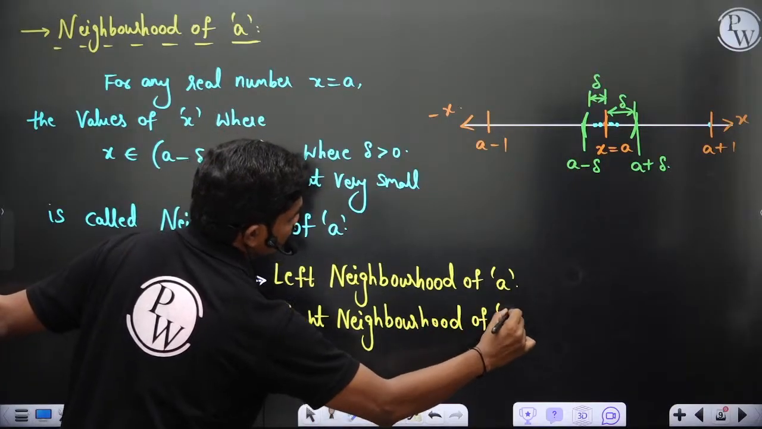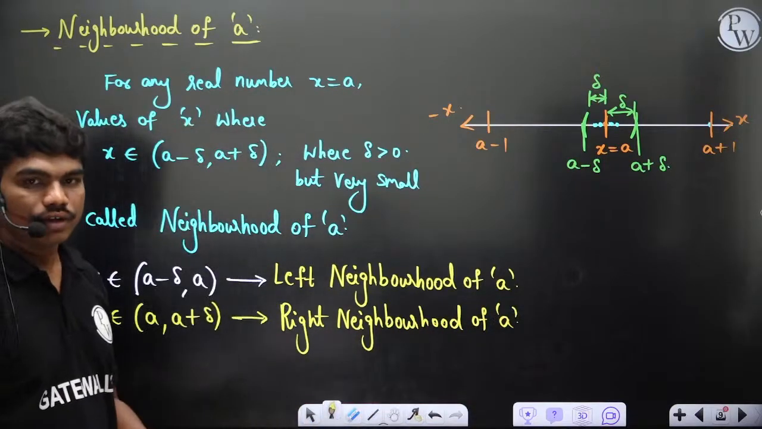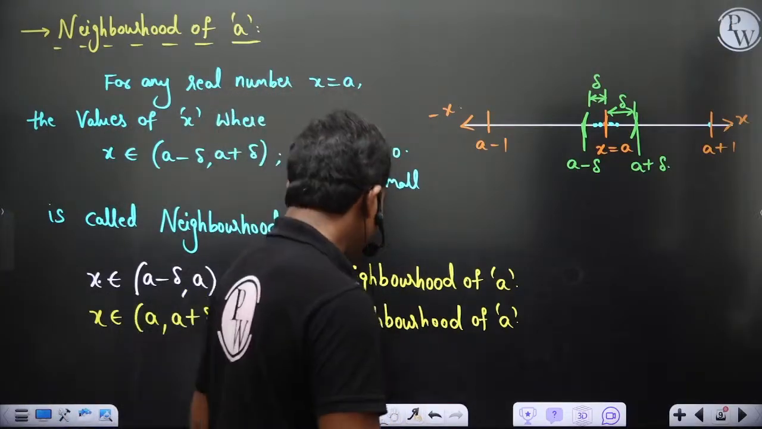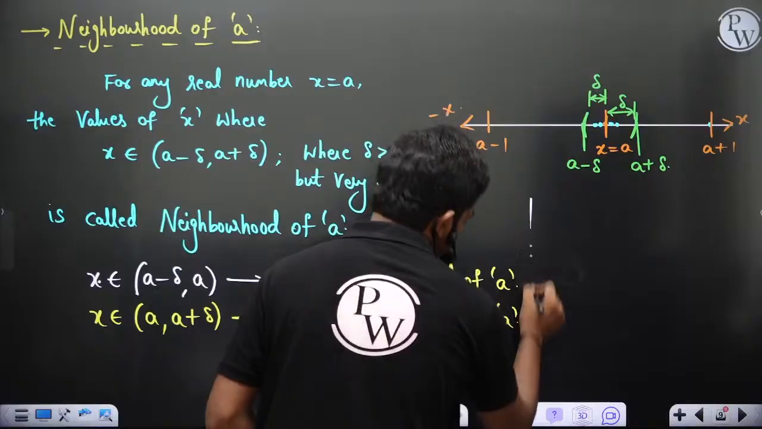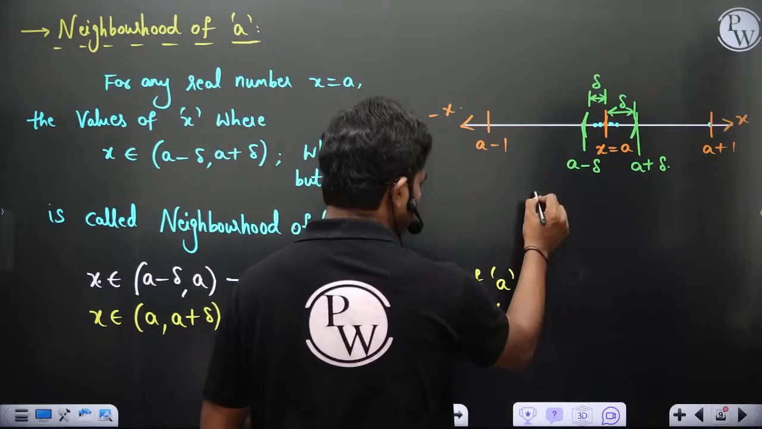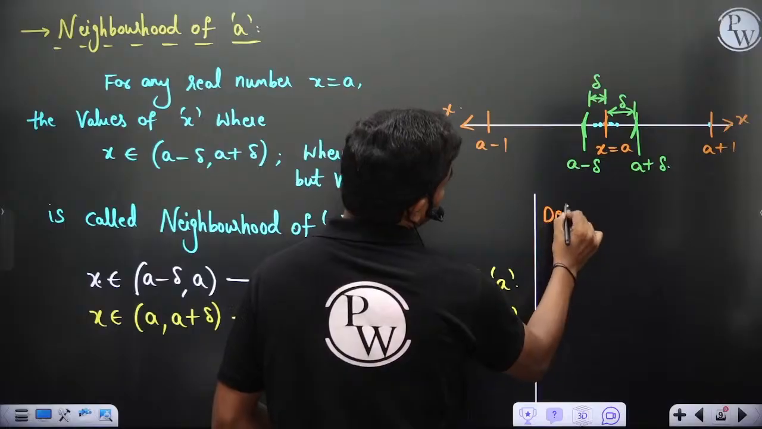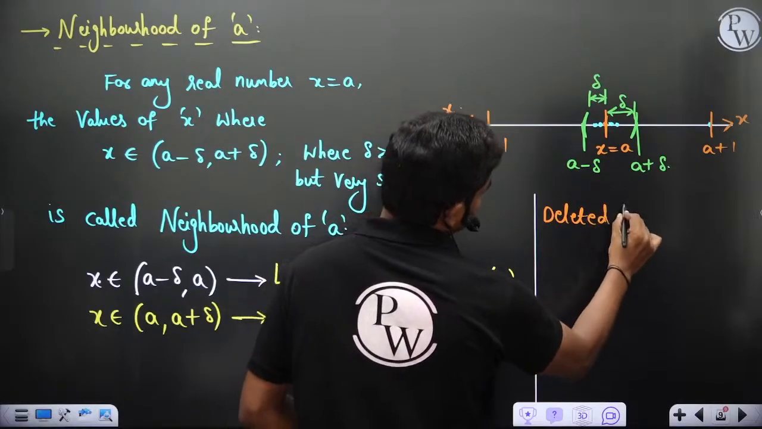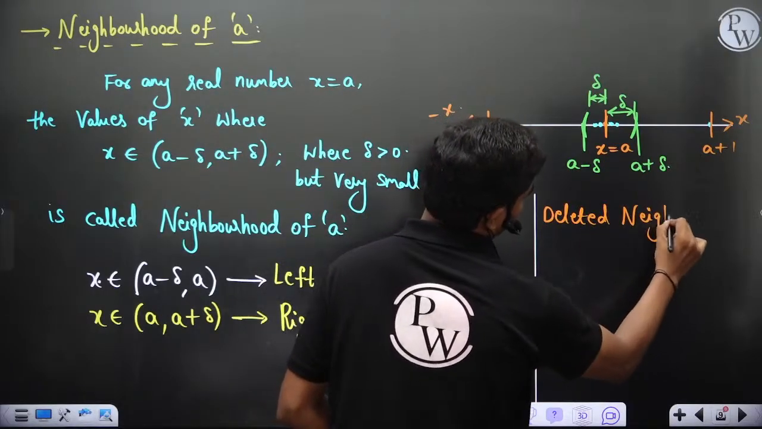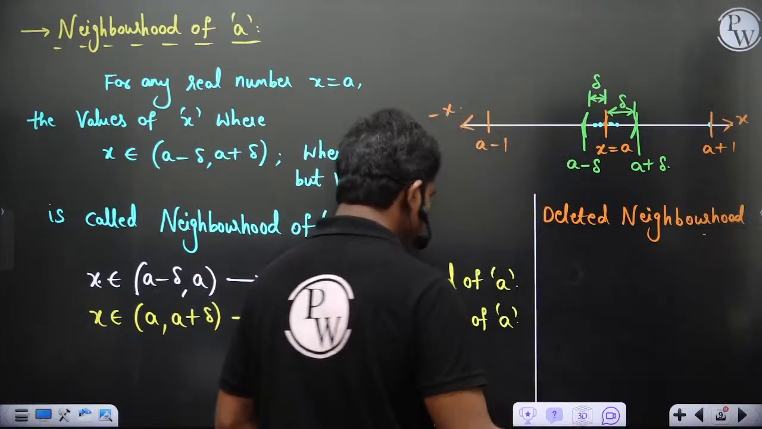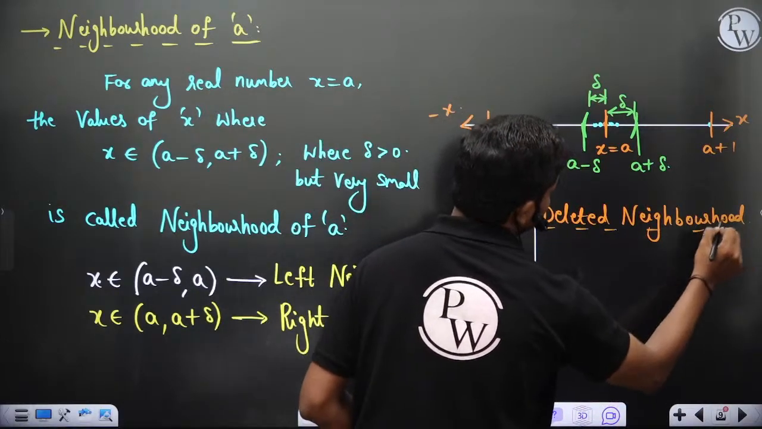Right neighborhood of a. Now if you merge these two things, your right neighbors and left neighbors, you will get something called the deleted neighborhood, which is a very important thing. Deleted neighborhood means you don't include yourself in the neighbors; you have deleted yourself.